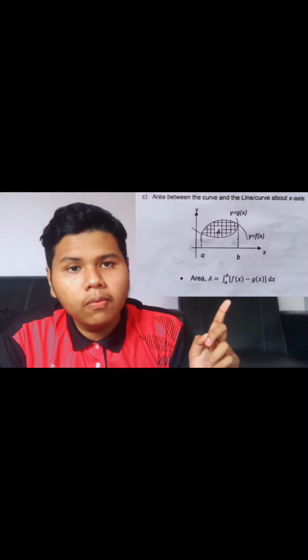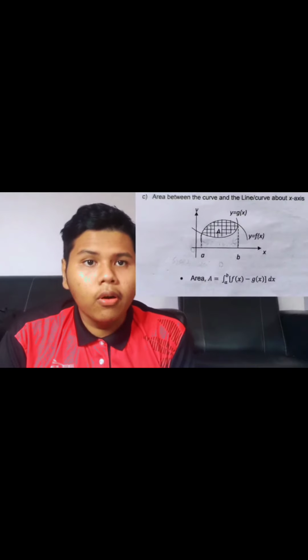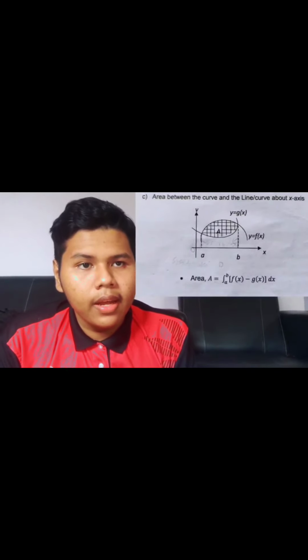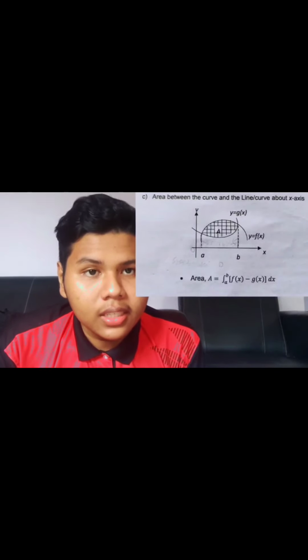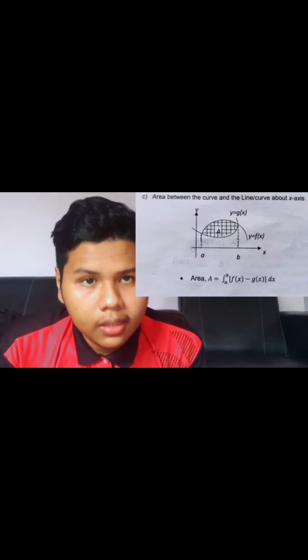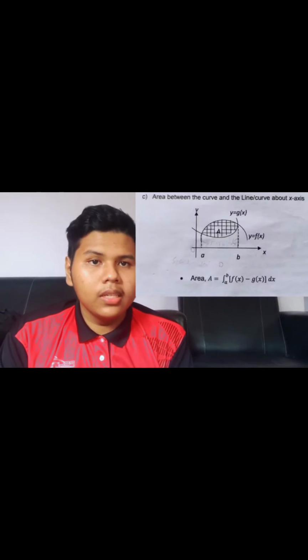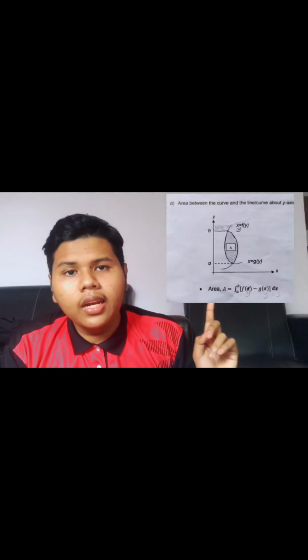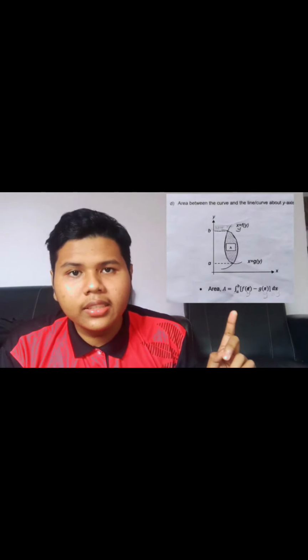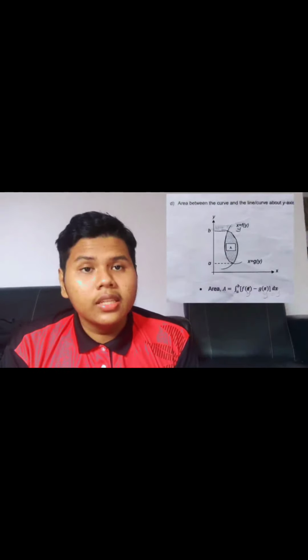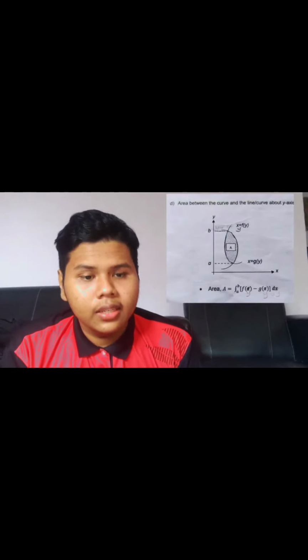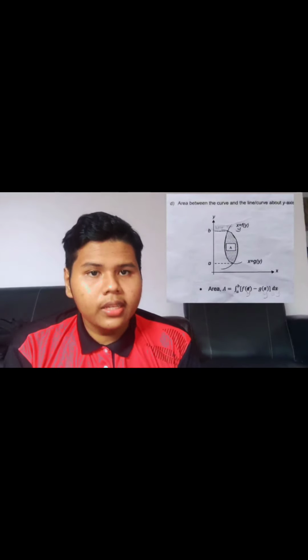Next, this is the area between the curve and the line for the x-axis, and the formula is the integral from b to a of f(x) minus g(x) dx. The last one is the area between the curve and the line for the y-axis, and the formula is the integral from b to a of f(y) minus g(y) dy.